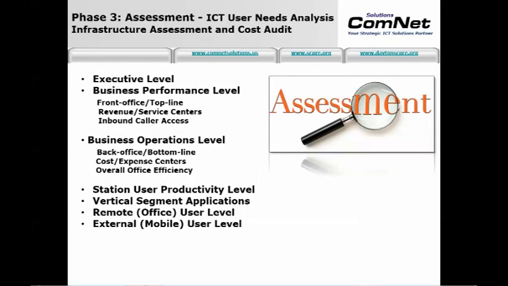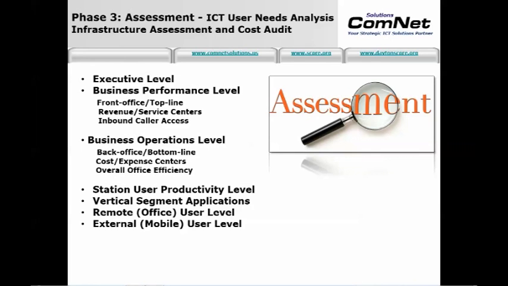Move on to phase 3, assessment. What does that mean? Basically, there's 3 levels of assessment, what we call a needs analysis, where a company like ours would come in and analyze the information and communications flow, collaboration, productivity, and so forth at these levels of a business.